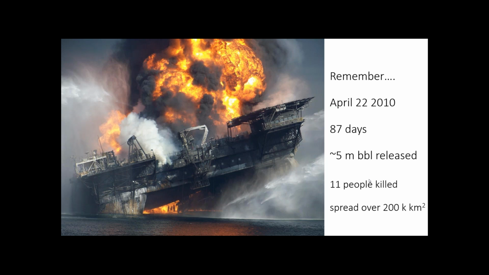The spill ran for 87 days without capping and released somewhere in the neighborhood of 5 million barrels. It kind of depends on who you talk to and what you take off for what was captured, et cetera. And importantly, there were 11 people that lost their lives. And the spill itself spread over 200,000 square kilometers of surface, and even more if you count the subsurface dispersal. So it was a massive spill, in terms of not only the quantity, but the breadth of the areas it spilled to.